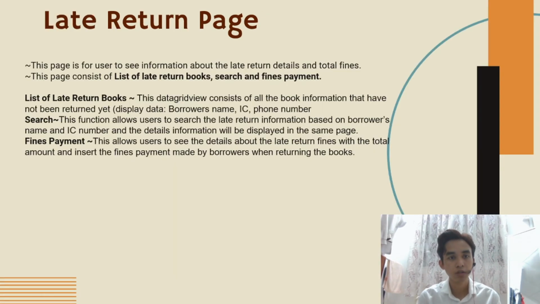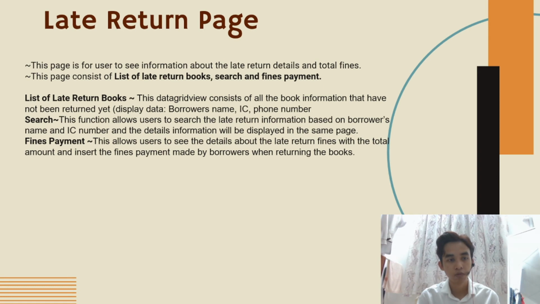Next, we have the late return page. This page is for the user to see information about the late return details and total fines. This page consists of a list of late return books, search, and fines payment. List of late return books. This data grid consists of all the book information that have not been returned yet, and it will display data like borrower's name, IC, and phone number.